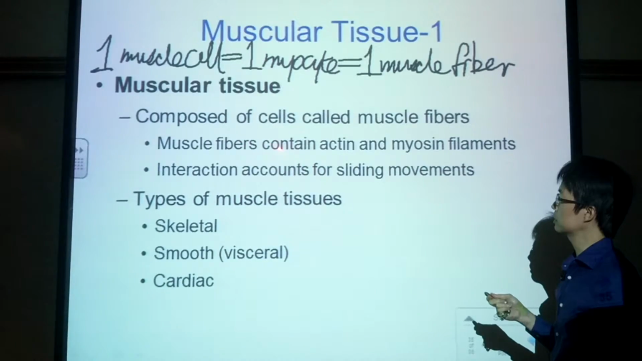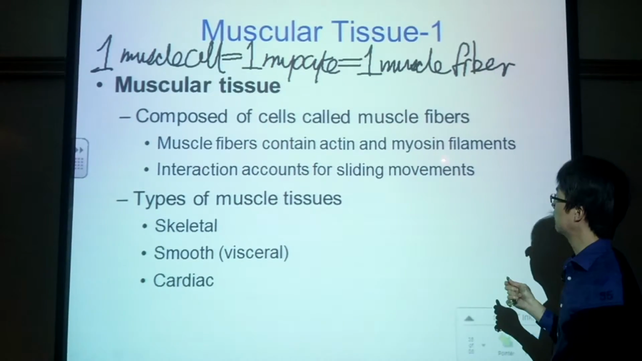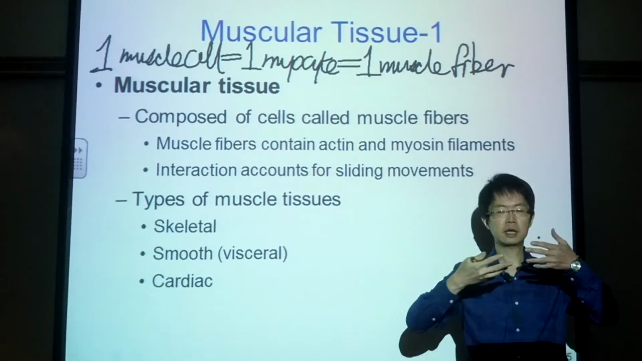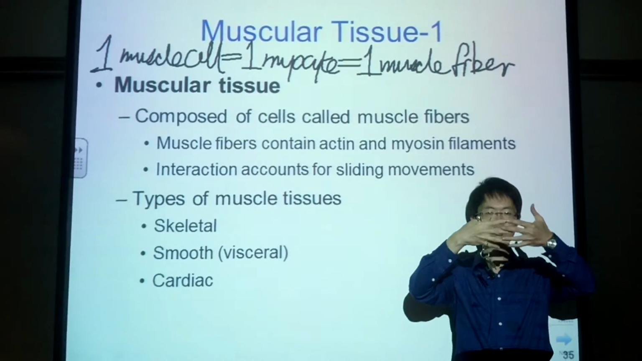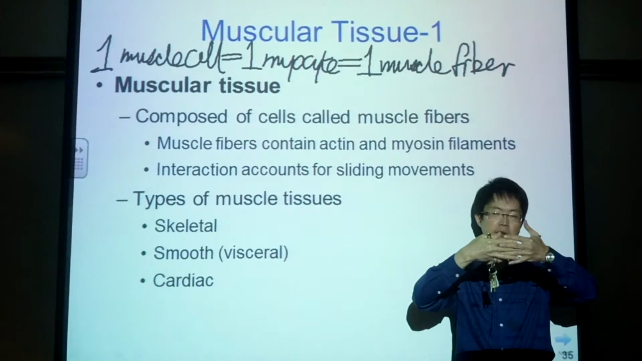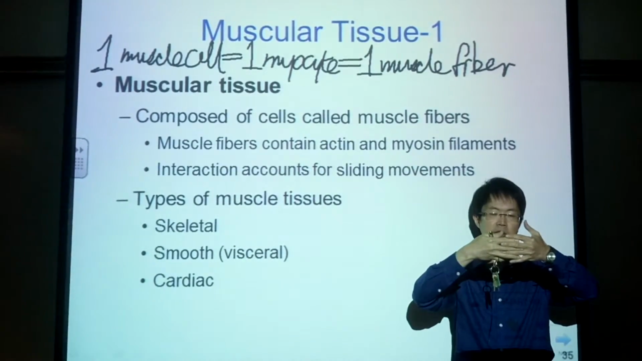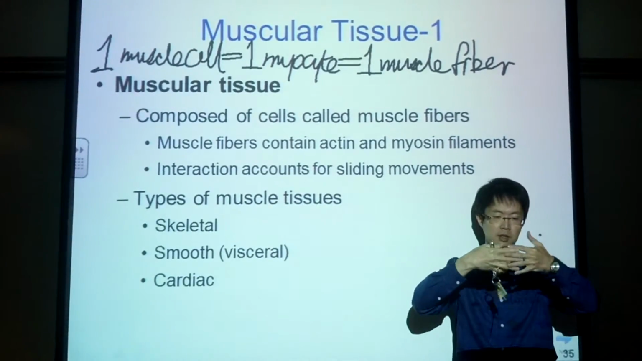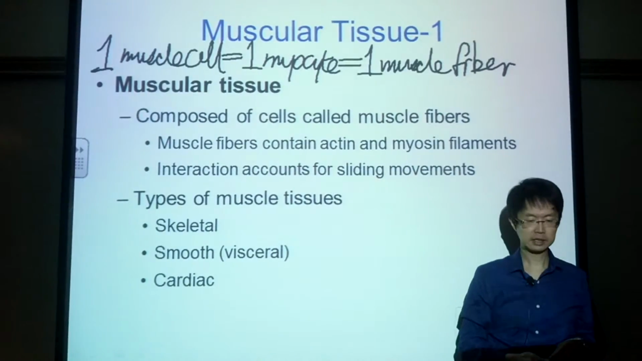Muscle cell or muscle fiber contains actin and myosin filament. Actin and myosin overlap, so that when muscle contracts, they will go like this. This is what happens when muscle contracts. When muscle relaxes, they have less overlapping like this. So that's what happens in actin and myosin.